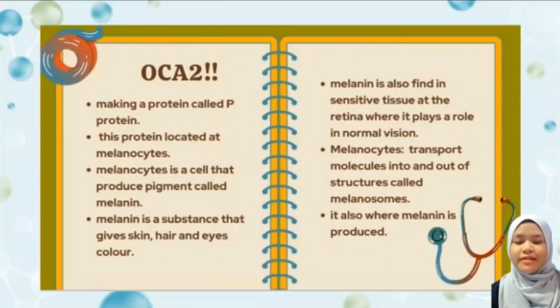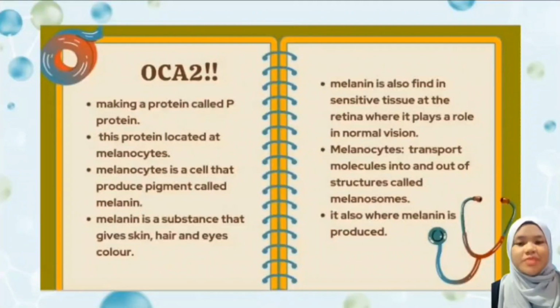Now I would like to tell a little bit about the OCA2 gene and the HERC2 gene. Okay, first, what is the OCA2 gene? The OCA2 gene is also called the P gene. The OCA2 gene provides instructions for making a protein called P protein. This protein is located at melanocytes, which are specialized cells that produce a pigment called melanin.